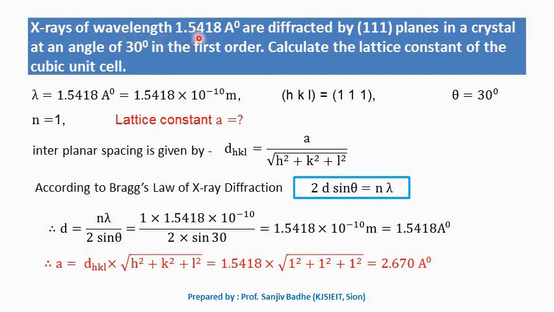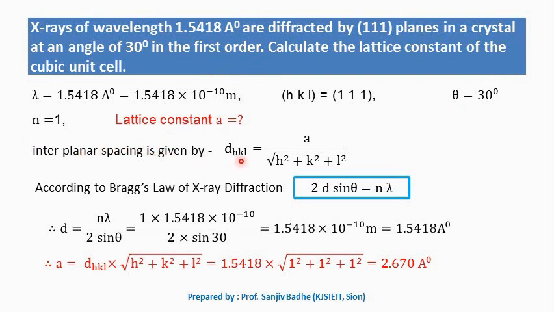X-rays of wavelength 1.5418 angstroms are diffracted by 111 planes in a crystal at an angle of 30 degrees in the first order. Calculate the lattice constant of the cubic unit cell. So here wavelength of X-rays is given as 1.5418 angstroms, that is 1.5418 into 10 raised to minus 10 meters. Plane is given as 111, so hkl is equal to 111, h is equal to 1, k is equal to 1, and l is equal to 1. Theta is 30 degrees. Order is 1, first order. We are asked to find out lattice constant.